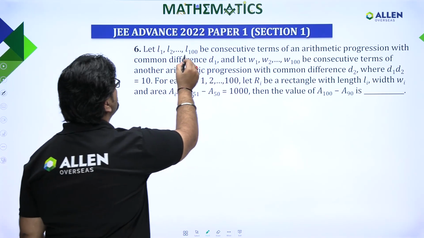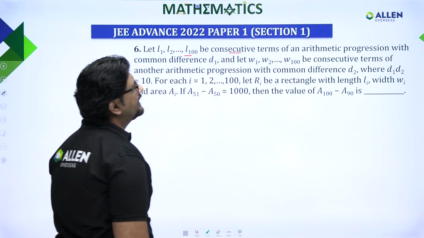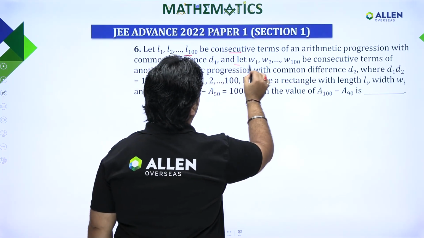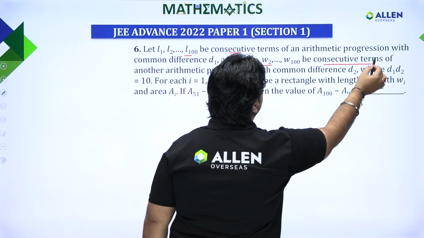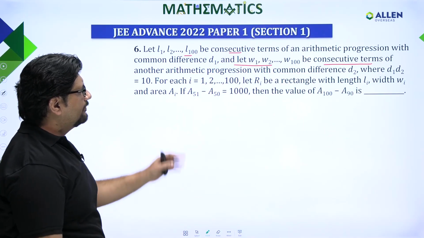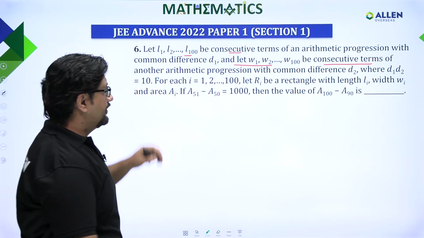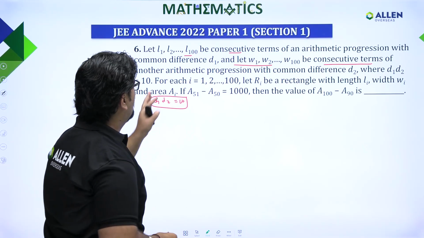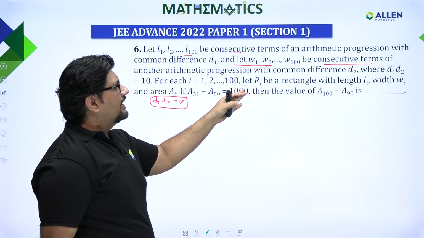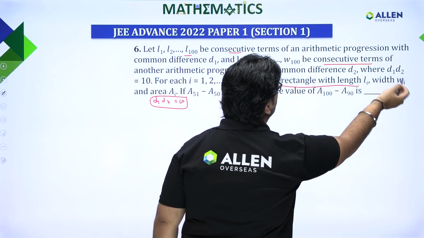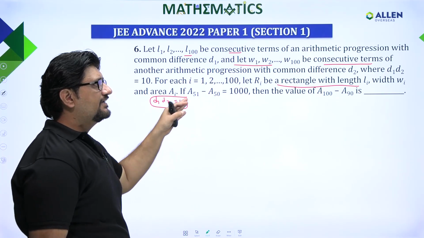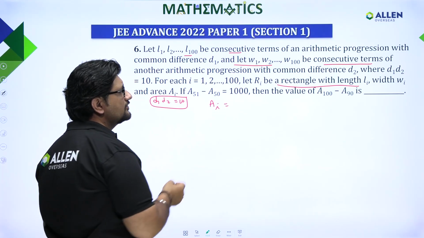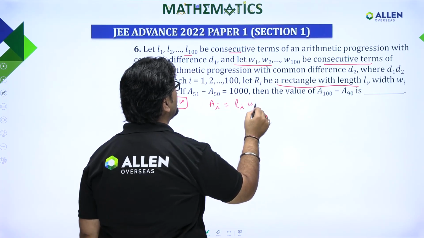Let L1, L2, till L100 be the consecutive terms of an arithmetic progression with common difference D1. And W1, W2, till W100 be the consecutive terms of another arithmetic progression with common difference D2, where the product of the common differences, D1 into D2, is equal to 10, given in this question. Now for each i from 1 to 100, Ri is a rectangle with length Li and width Wi, and area Ai. Area will be length into breadth, so it is Li multiplied by Wi.